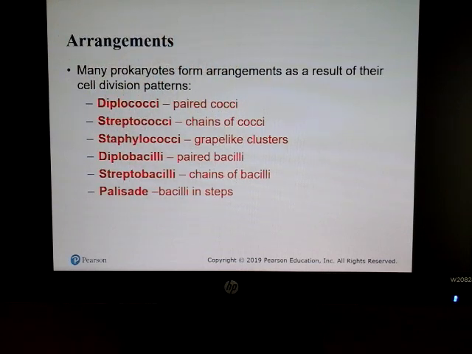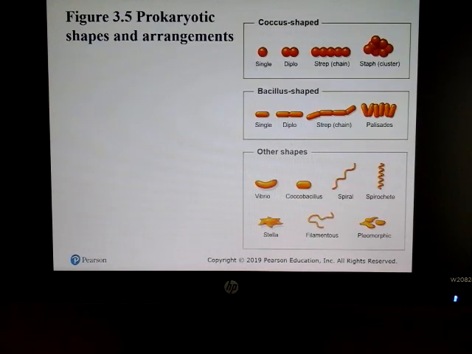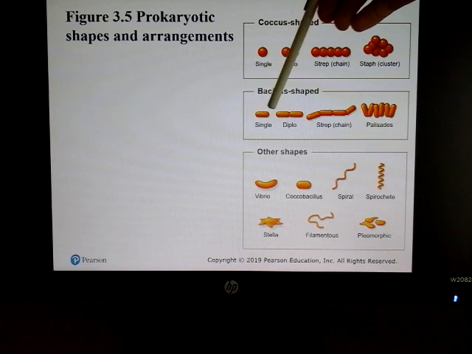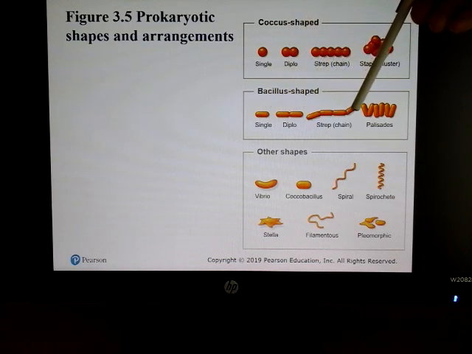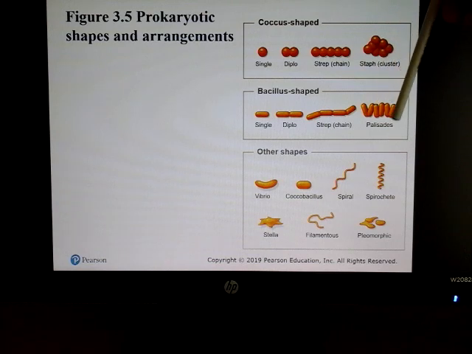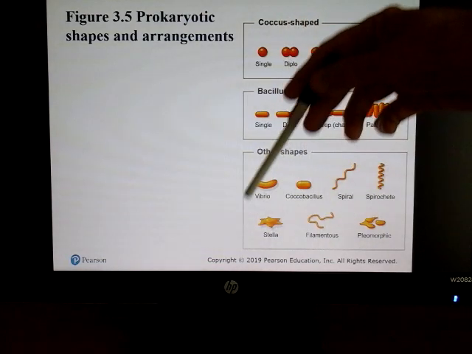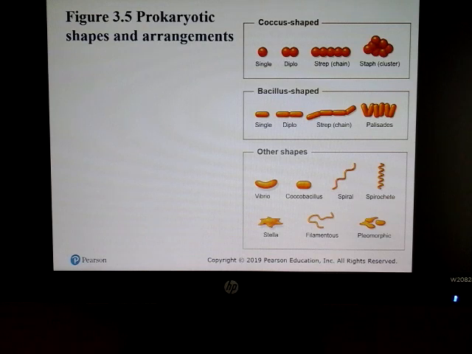A palisade arrangement is when you have rods that are in a stair-step pattern, going up with the way that they're attached. Again, here's a good idea of single, diplo, strep, and staph. And when we look at the rods, you can see a nice chain there. Palisades are kind of stacked more this way. And again, these are just some of the other shapes that are out there as well.